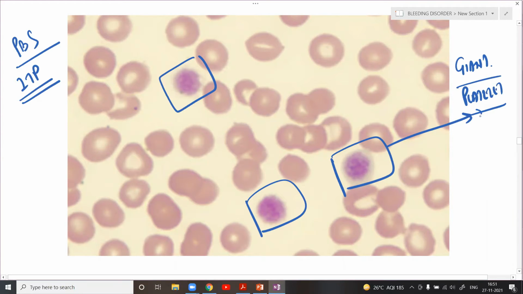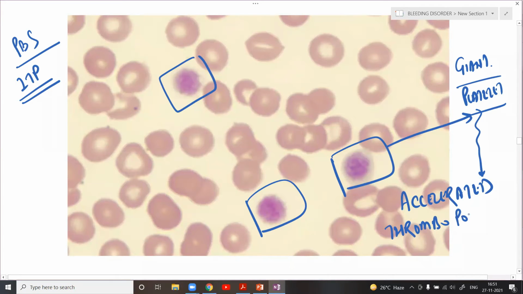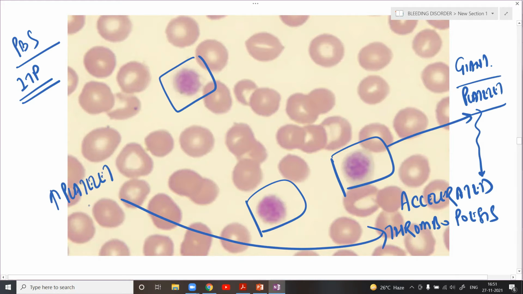So what is the significance of giant platelets? The presence of giant platelets suggests that there is accelerated thrombopoiesis. Thrombopoiesis means there is an excessive production of platelets. Now, why will there be an excessive production of platelets? Can anyone tell me? Because somewhere in the body, there is increased platelet destruction. Okay, so whenever there is an excessive amount of platelet destruction, there will be increased release of which hormone?